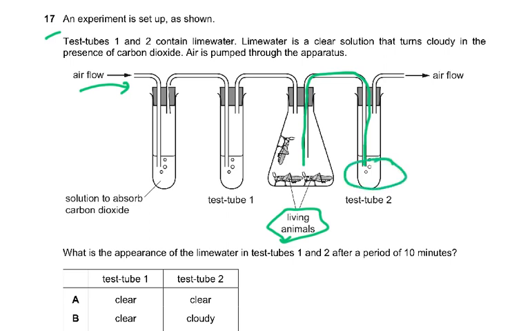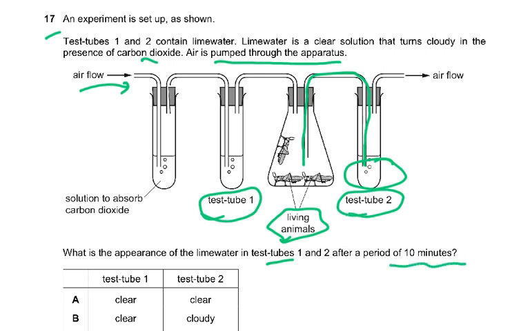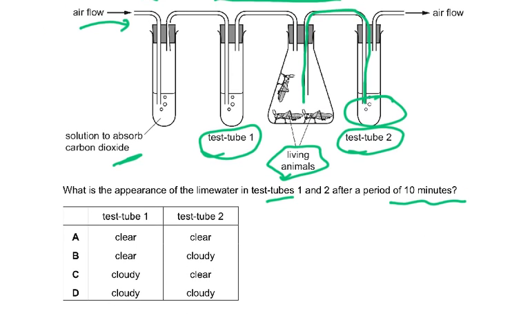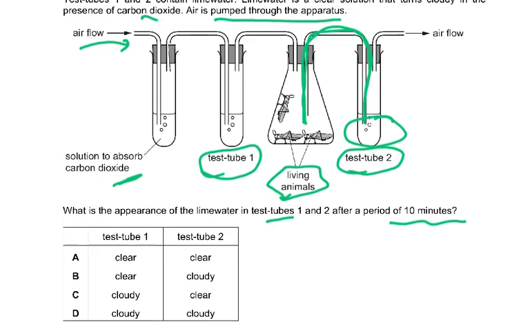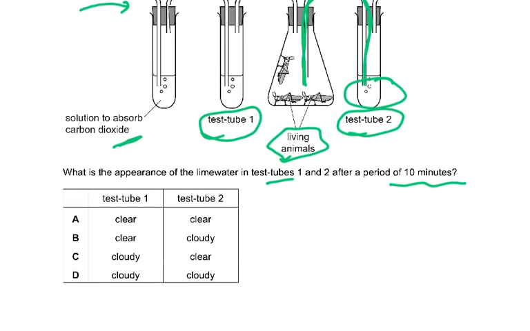So test tubes 1 and 2 contain lime water. Lime water is clear and turns cloudy in the presence of carbon dioxide. Air is pumped through the apparatus. What is the appearance of lime water in test tubes 1 and 2 after a period of 10 minutes? Now you know that this solution absorbs carbon dioxide. So test tube 1 has to be clear, and test tube 2 has to be cloudy, because carbon dioxide produced by these animals is coming here and going through this. So what we have to understand is why the answer is B, clear and cloudy.